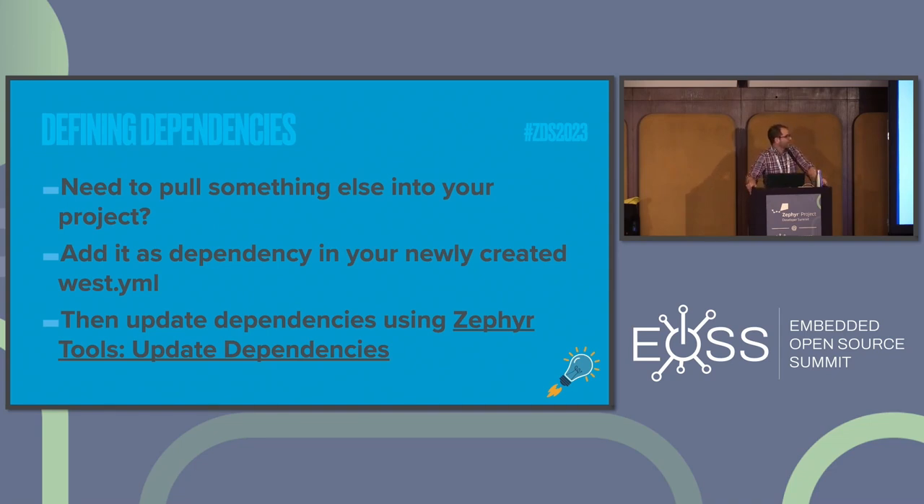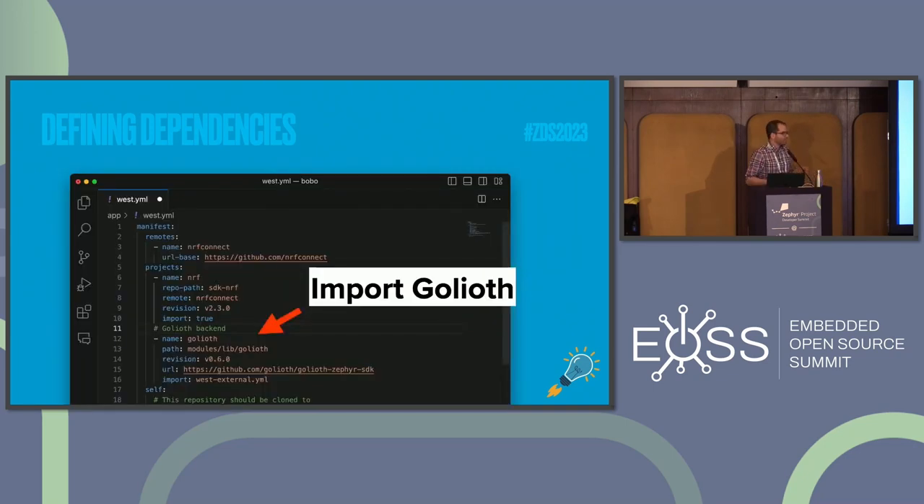Say you want to add a dependency. I'm a big fan of West. It makes things a lot easier. Mike Stish from Goliath did a great talk on this yesterday too, just adding dependencies to your West YAML. It's as easy as adding those lines and then running the update dependencies command in VS Code. Hopefully some of you are familiar with this: you do Command Shift P or Control Shift P, and it gives you that command window where you can run these commands.